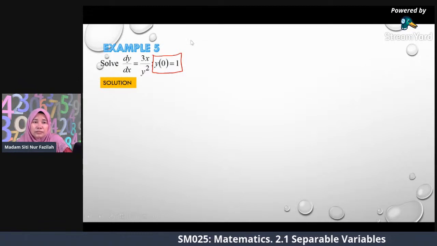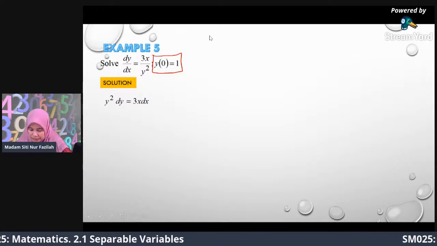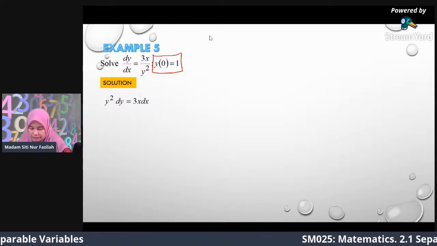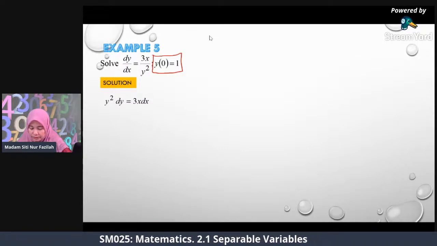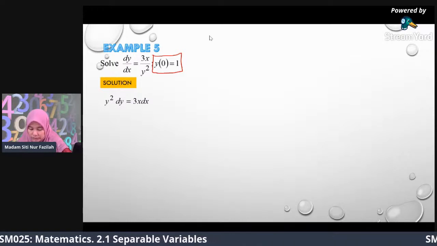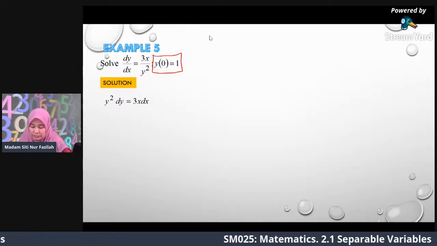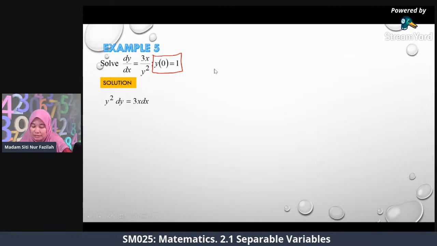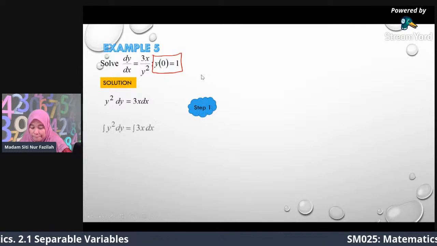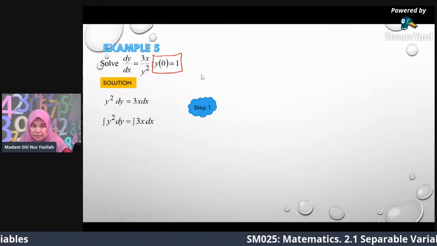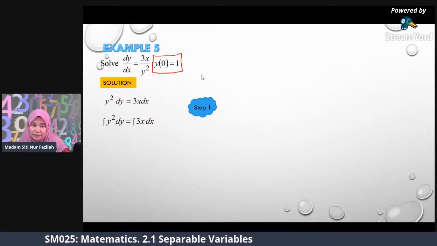First, we need to separate the function of x and the function of y. We get y squared dy equals 3x dx. This is step 1. Then we integrate both sides: the integral of y squared dy equals the integral of 3x dx.